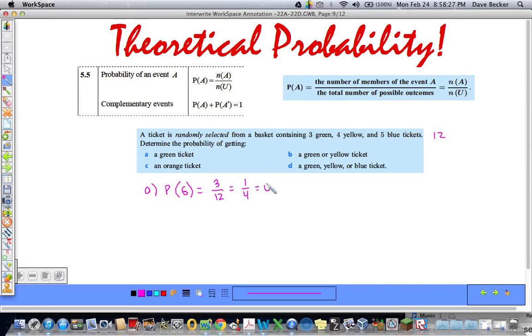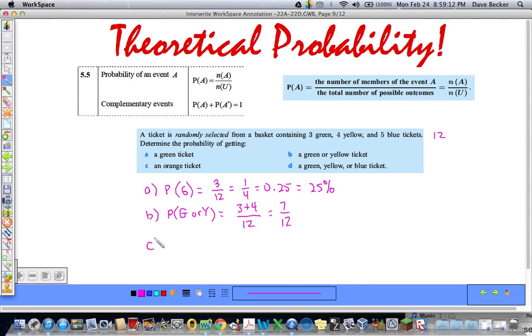We could also write that as a decimal, 0.25. We can also write it as a percent, however you want, whatever floats your boat. Fraction is fine. Part B. A green or yellow ticket, so probability of green or yellow is equal to the sum of those two. So green or yellow would be 3 plus 4 over 12, which is equal to 7 over 12. You like apples? I like apples. How about them apples?